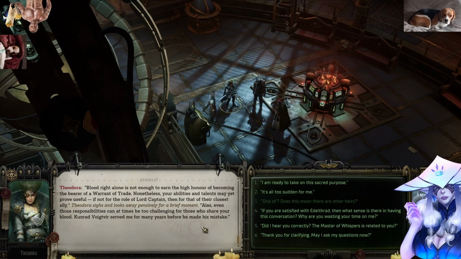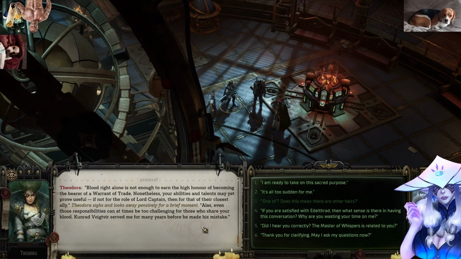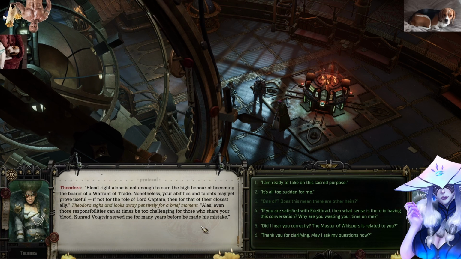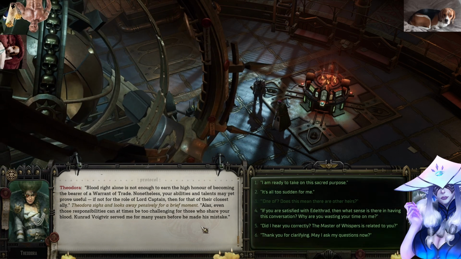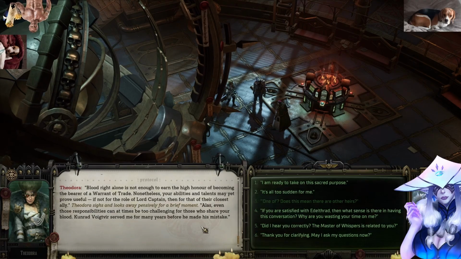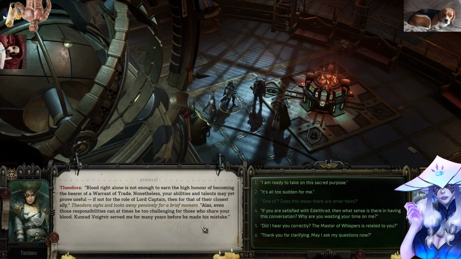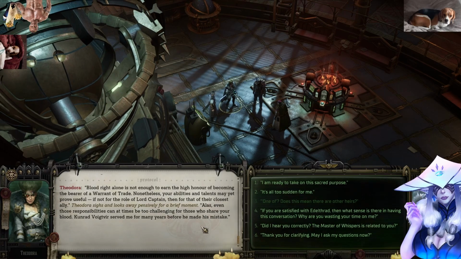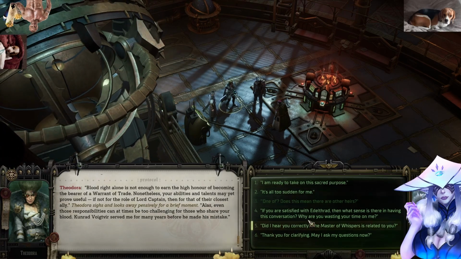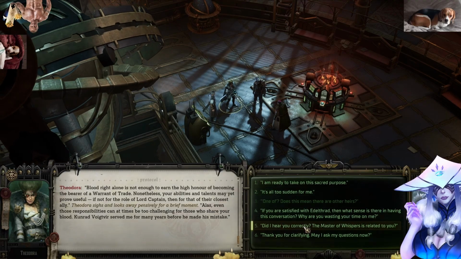Alas, even those responsibilities can at times be too challenging for those who share your blood. Kunrad Voitvir served me for many years before he made his mistake. Made his mistake? Huh? If you're satisfied with Ethelthard, then what sense is there in having this conversation? Why are you wasting your time on me now? Did I hear you correctly? The Master Whispers is related to you?